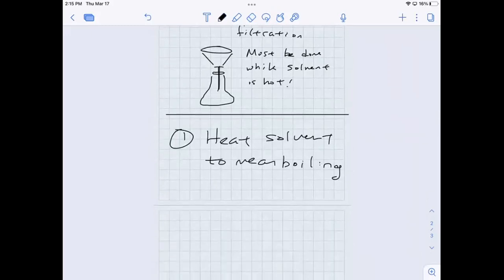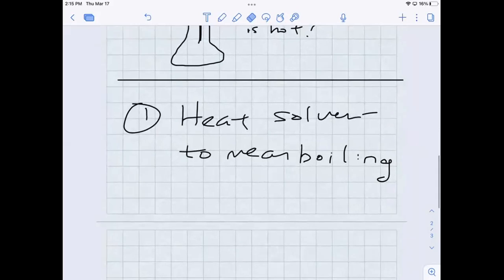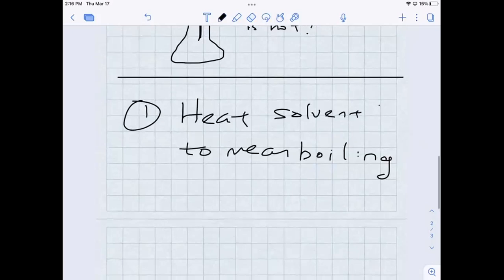I tell this story every semester: we did have a group one semester that wasn't paying attention and they were heating up ethanol and it caught fire and they didn't even know. They had earbuds in, they were taking notes, writing up the little report part, and didn't even realize that the Erlenmeyer flask next to them was on fire. So you want to heat it to near boiling because ethanol has a very low flash point and it will ignite. So you want to heat your solvent to near boiling.